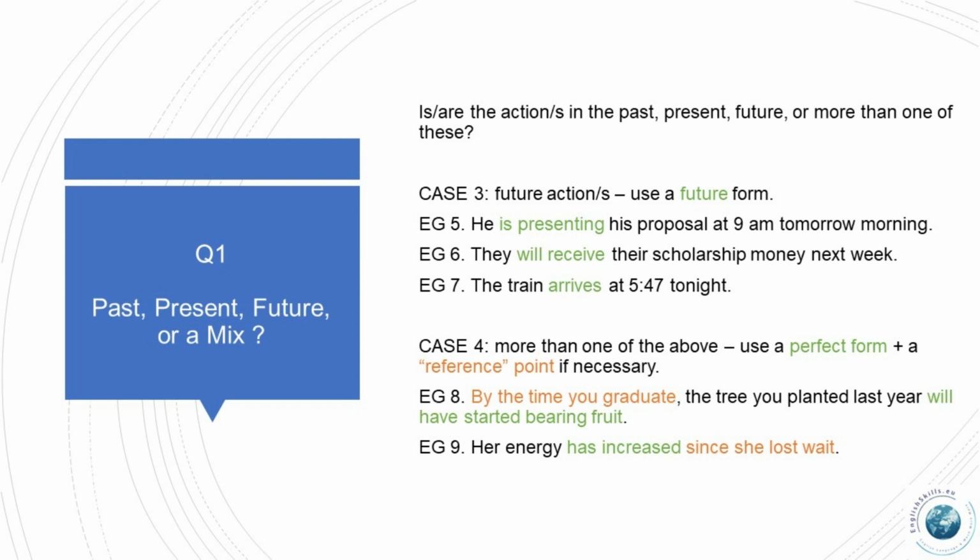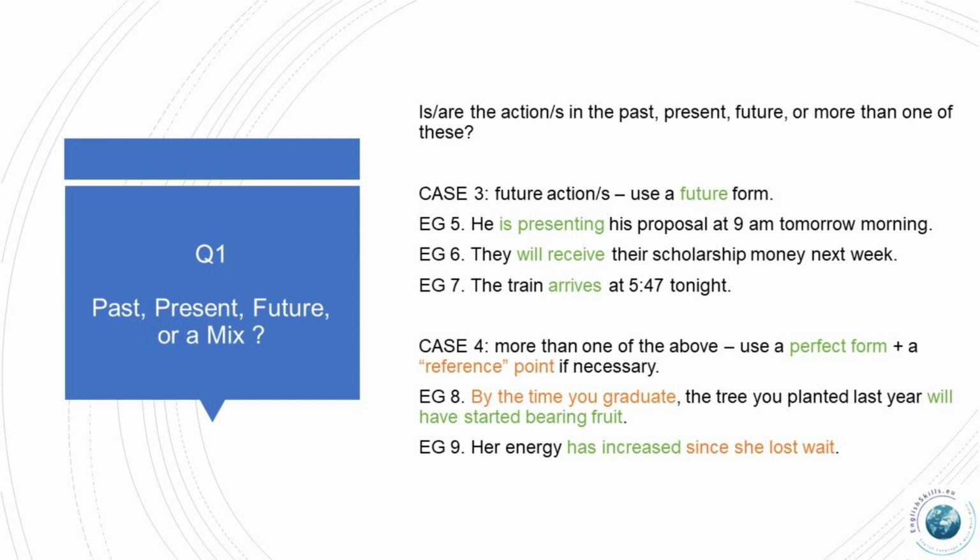The train arrives at 5:47. Interestingly, we sometimes use the present simple, and it's typically when we refer to a scheduled event such as an aircraft taking off, landing, a train arriving, etc. Case 4, finally, more than one of these. Well, this is where we use the perfect form. But we also need a reference point. All right. In example number 8, the reference point is by the time you graduate. Okay. The tree you planted last year will have started bearing fruit.